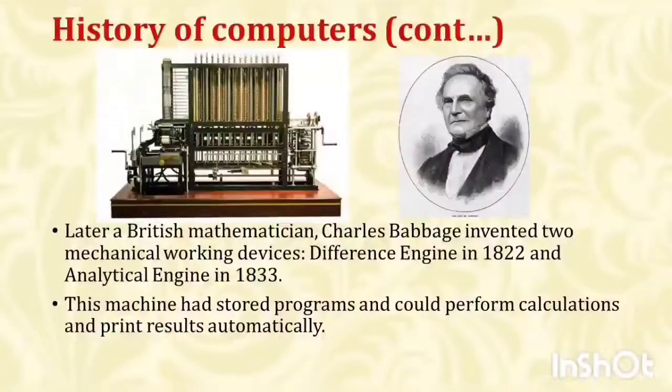Now these machines had stored programs and could perform calculations and print results automatically. If you want to understand programs, take the example of a calculator. We can enter a single-digit number, a 2-digit number, a 3-digit number or a 4-digit number, and it performs an operation. It performs addition, multiplication, division, everything, and then it gives you the result. You give the input to the calculator, 2 plus 4, and it gives you the output as 6. So it gets the input 2 and 4, does the operation, and then displays the output 6.